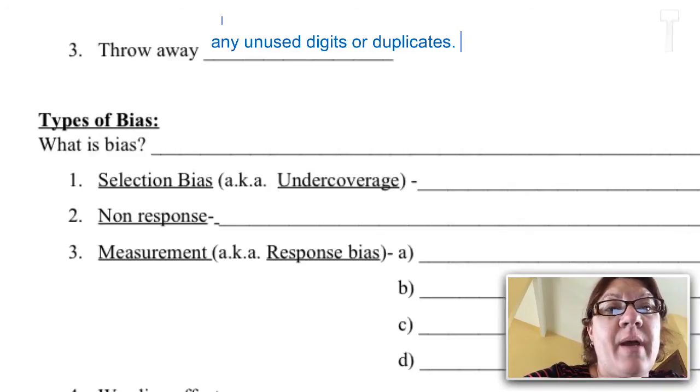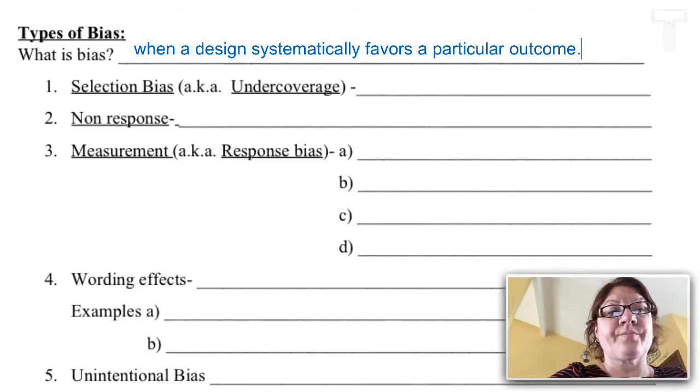Okay, so next we want to talk about bias. And bias is when I systematically favor a particular outcome. So if you remember choosing the fat rectangles or the skinny rectangles, you were biased against the other kind of rectangle. Here are some other types of bias that you'll want to watch out for.